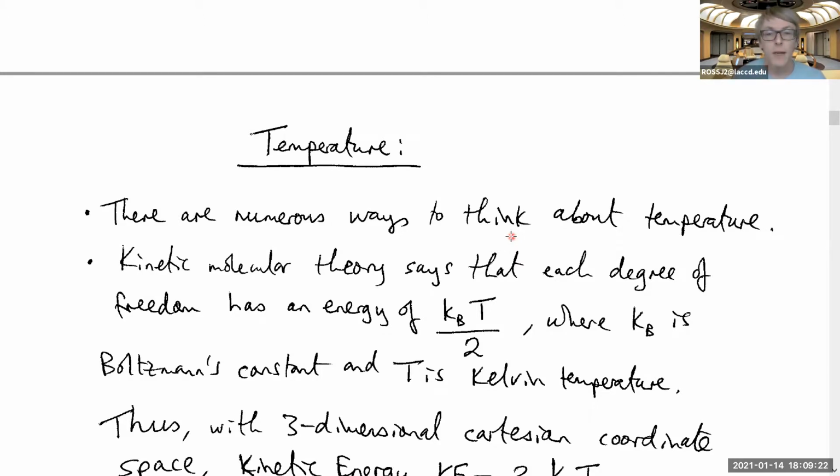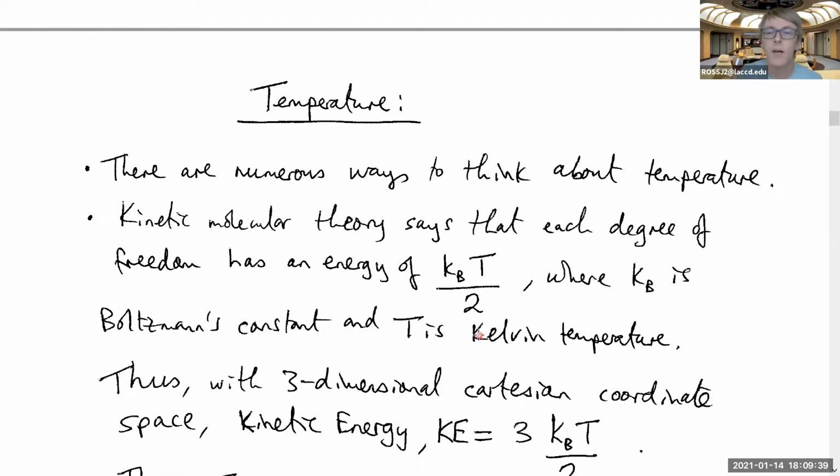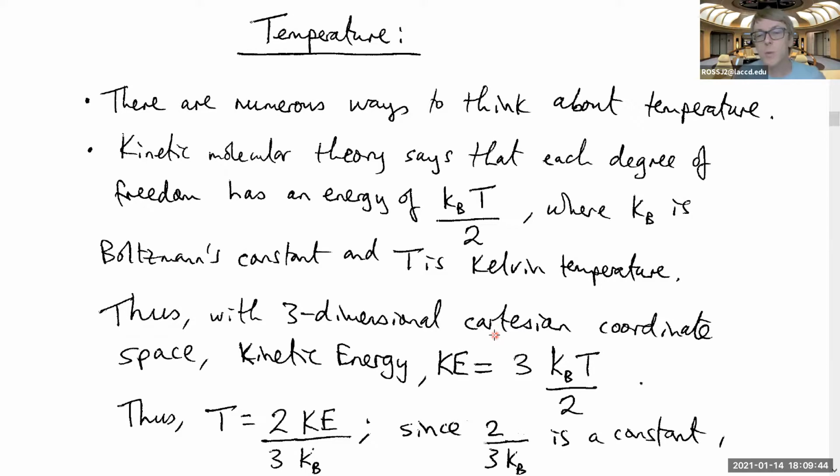Remembering kinetic molecular theory, which is the theory of molecular motion, we know that each degree of freedom has an energy of kBT over 2, where kB is Boltzmann's constant, T is Kelvin temperature, and 2 is the number 2. And in 3 dimensions, we have 3 lots of kBT over 2, which would render kinetic energy in 3 dimensions as 3/2 kBT, stated here.